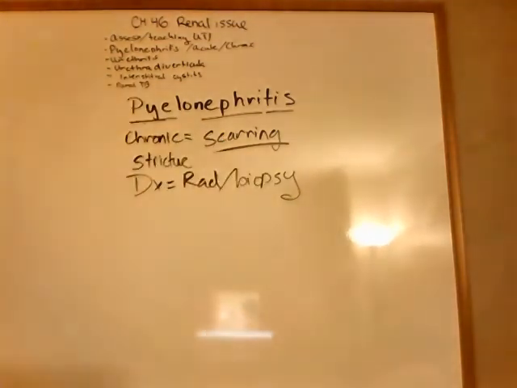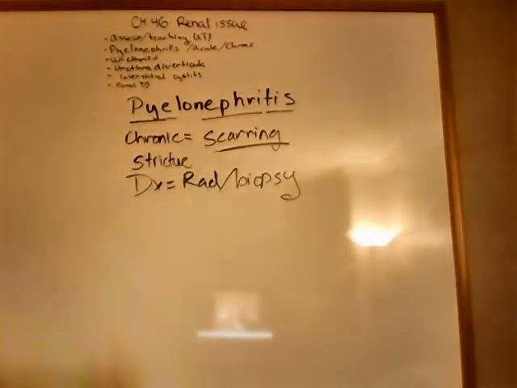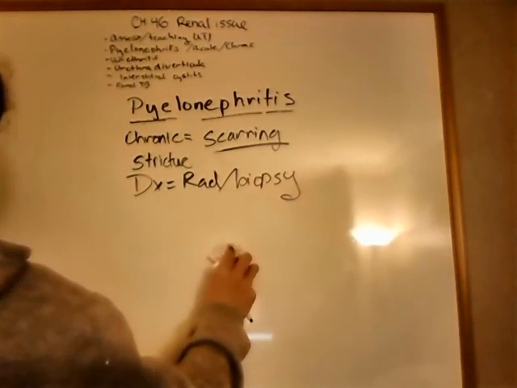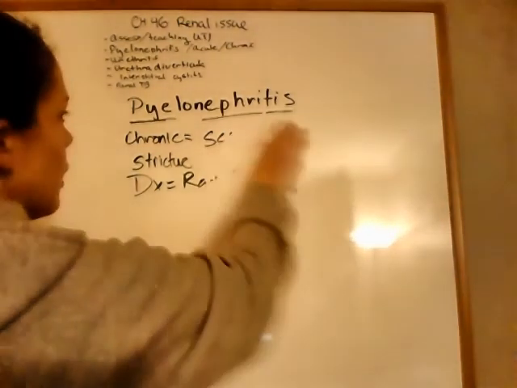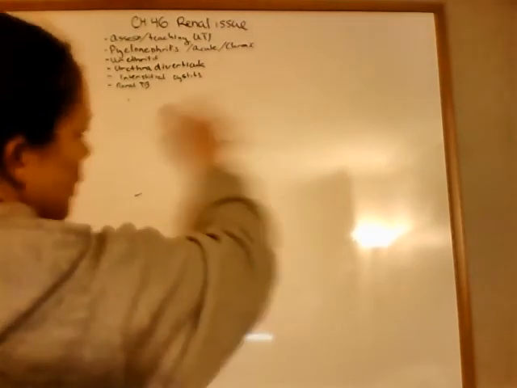But at this point, you've got scarring. So it's going to continue to reduce the amount of blood flow it's going to get, and it's going to continue to build up. All right, so that is pyelonephritis, inflammation of your nephron, the functional unit of your kidney.